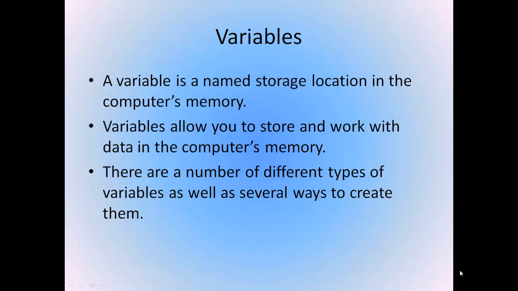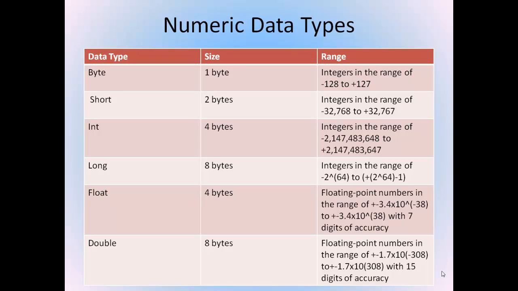Variables. Better get used to these guys because you're going to be seeing a lot of them as you continue to program. A variable is a named storage location in the computer's memory that allows you to store and work with data. There are a number of different types of variables as well as several ways to create them, which I'll go over in the slides to follow. This table contains the primitive numeric data types found in Java.